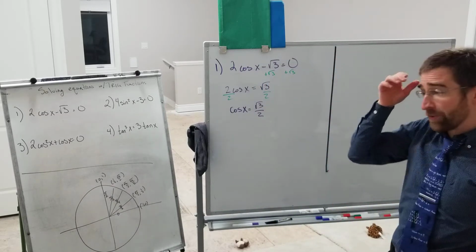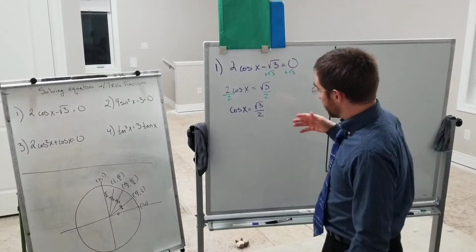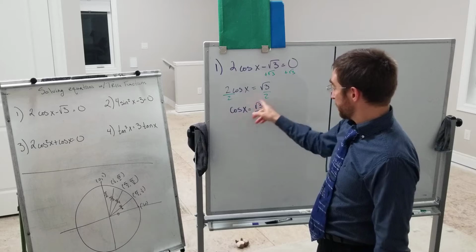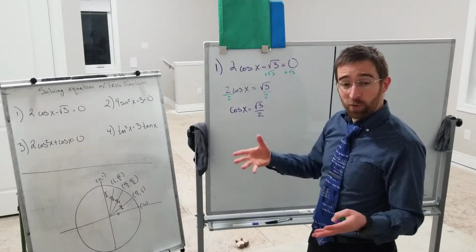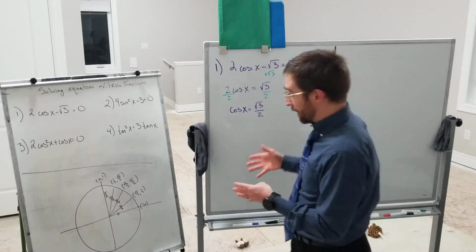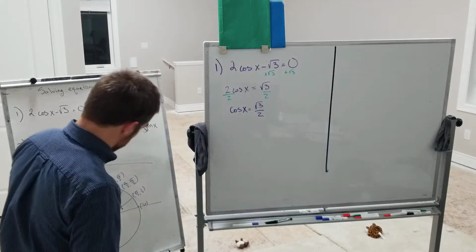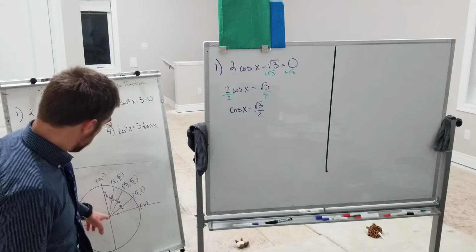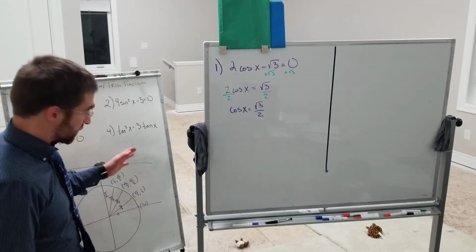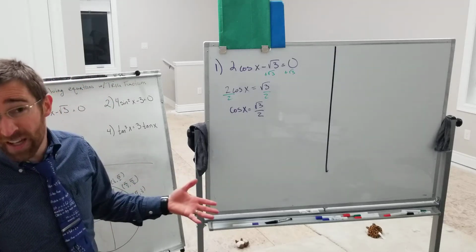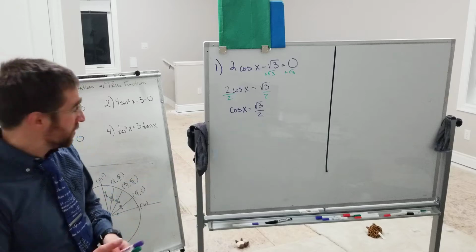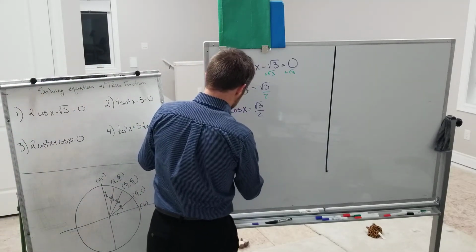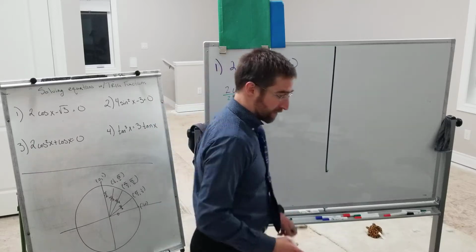All right, so what I want to do now is find what numbers for x give me a cosine that's equal to root 3 over 2. So I'm going to go over my unit circle here, and I notice cosine's the x value. When we're at pi over 6, the cosine of pi over 6 is square root of 3 over 2. So that's one of the answers. So x equals pi over 6.